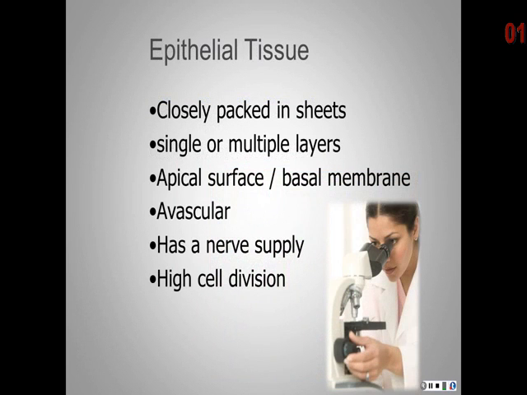Epithelial tissue is arranged in closely packed sheets in single or multiple layers. It forms the apical or edge surface and basal membranes for other cells to build upon. It is avascular, without a blood supply, but it does have a nerve supply. It is also high in cell division to replace cells.